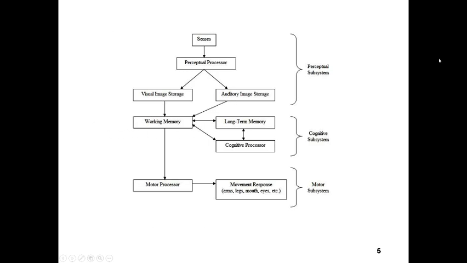So here's a breakdown of these three processors and what is entailed in each. In the perceptual processor, we have all of our senses, including vision and hearing. For the cognitive processor, here we talk about long-term memory and short-term memory. And finally, we have our motor system, which executes the motor responses. So let's talk about each in turn.